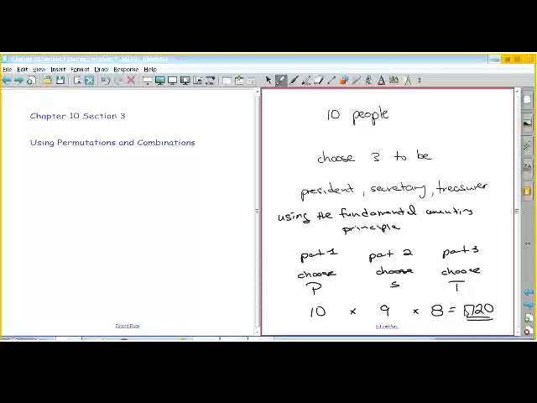You know, winning first prize, second prize, third prize, it's important to win, or they wouldn't run the race. So that's another example of where we would say order is important.